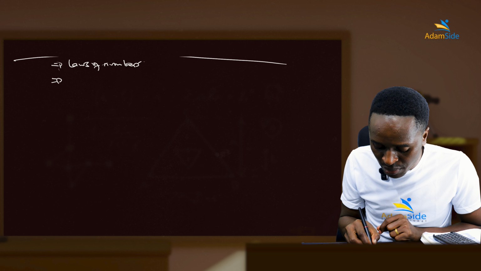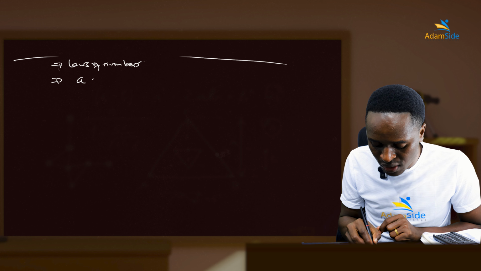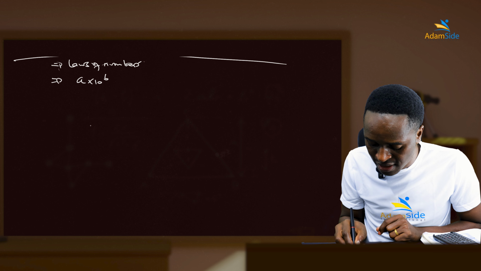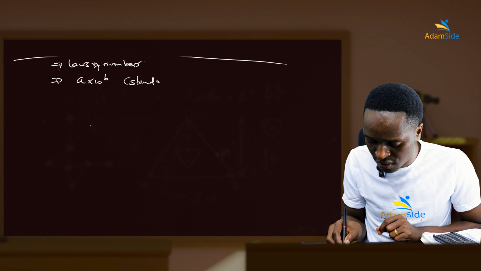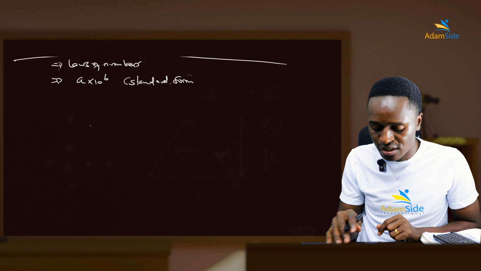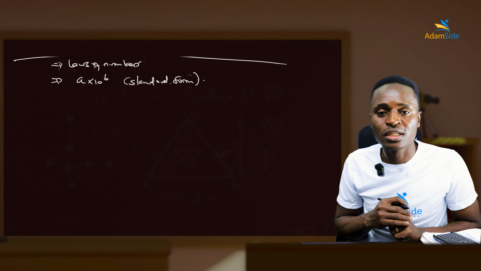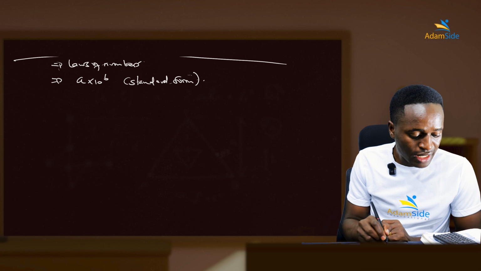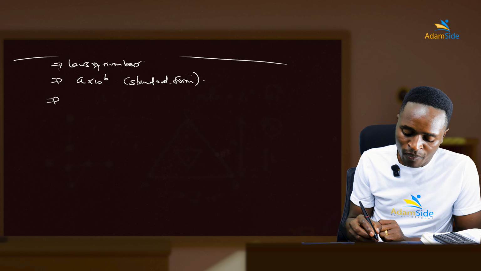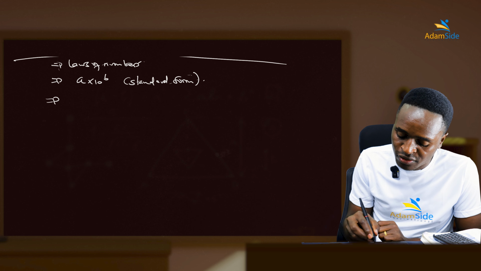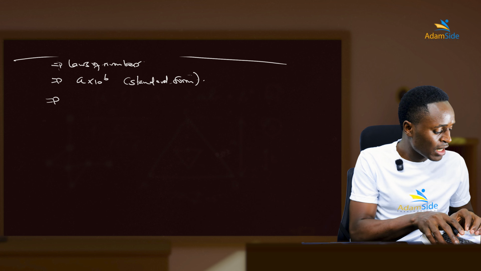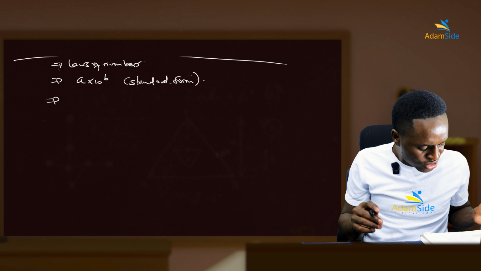When you're given a number, you say a times 10 power b. What's a and what's b? This is on standard form of numbers. This is also a subunit in itself. Then after reviewing laws of numbers and standard form of numbers, I can now teach you order of operation.